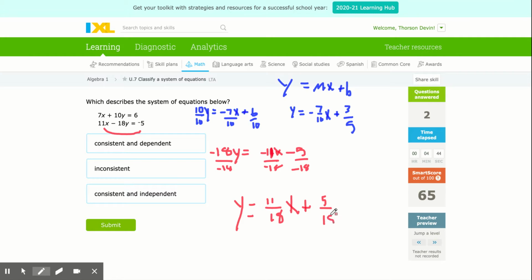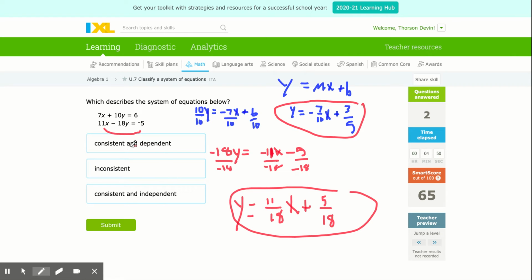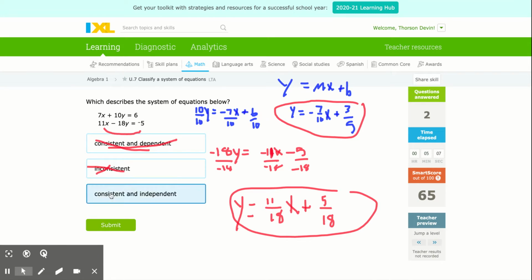Now, is it the same line? Is this equation the exact same as this equation? No, they're not. So they're not dependent. They'll either be consistent and independent or inconsistent. Now I look to see if it has the same slope. Are they parallel? No, they're not parallel. They're eventually going to cross. That means they're consistent, not inconsistent. So I found out this one is consistent and independent.